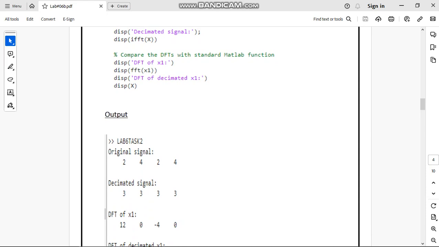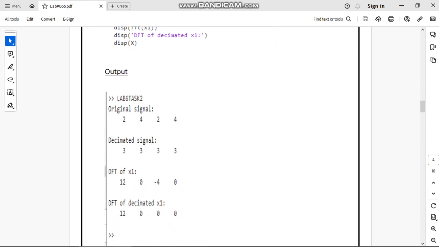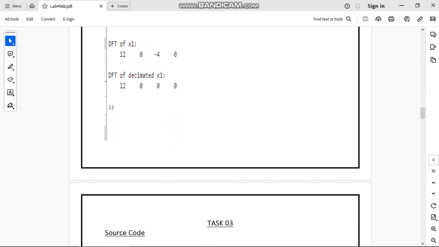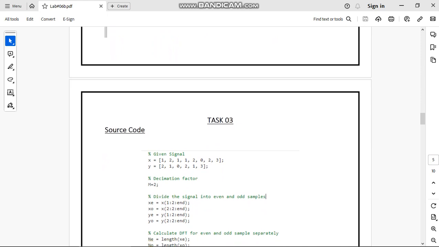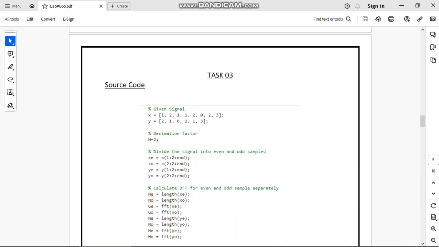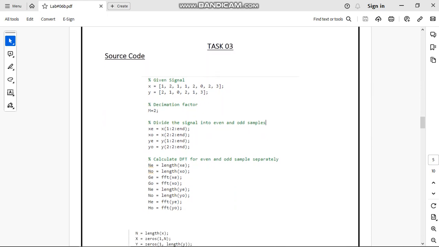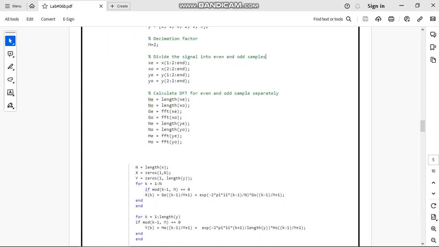Its output is the original signal, decimated signal, then comparing the DFT of x1 and the DFT of decimated x1. This is the output. Now moving on to task 3. In this we are using two signals, where x is this and y is this. Then the decimation factor is M equal to 2, then again dividing the signal into even and odd samples, then calculating the DFT for even and odd samples separately.